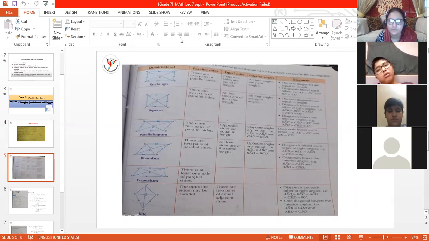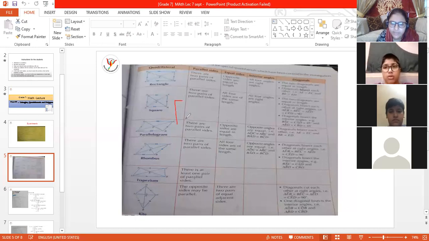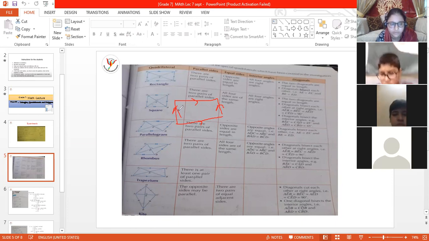First of all, come towards the rectangle. The first quadrilateral is the rectangle. If you can see, this is a rectangle, and you know that in a rectangle, two opposite sides are equal, and two opposite sides are equal. Is this correct? In a rectangle, two sides are equal, two sides are equal, right? Two opposite sides are equal.